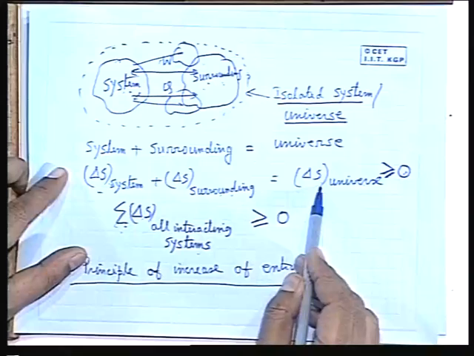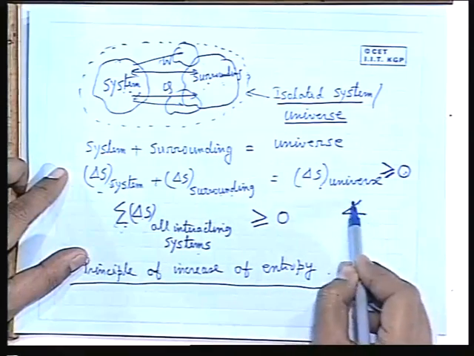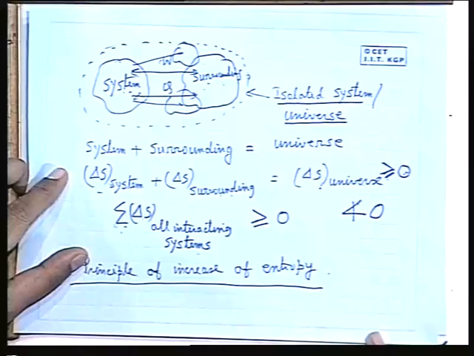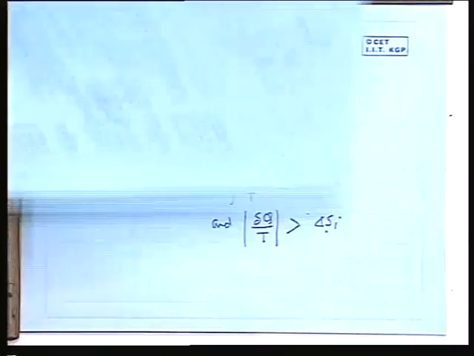But when you add together the entropy change of the surroundings, that means if you add up these two and find the delta S universe, it can never decrease, it can never be less than 0. It will be either greater than 0 or equal to 0. This is clear? Okay, fine.